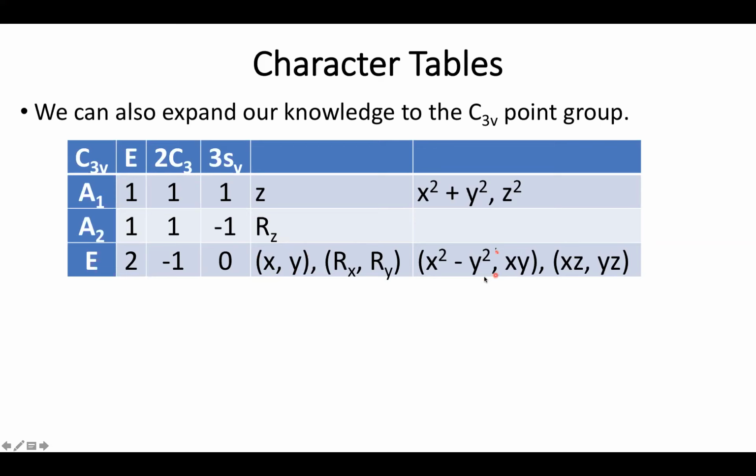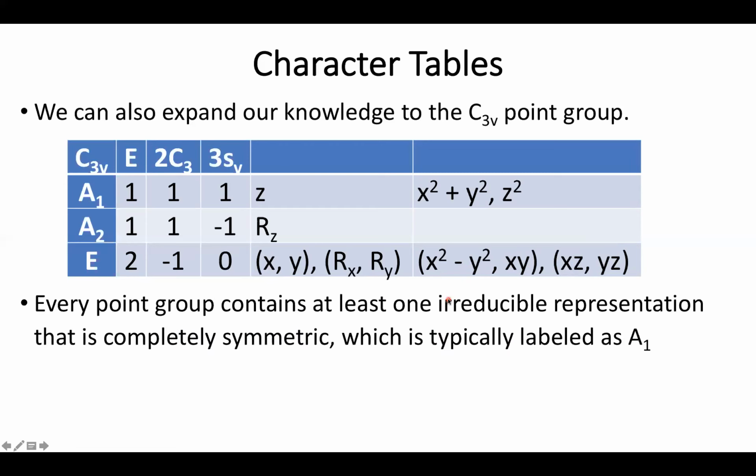And now what's actually quite cool is this also applies to the dx squared minus y squared, which is going to form a paired set with the dxy, and the dxz and dyz are also going to form a paired set which will interact together. And this is actually a very cool phenomenon. Now, again, one of the things I do want to emphasize is every single point group is going to contain at least one irreducible representation that is completely symmetric. I've said this before, and I do want to really emphasize it because this is one of the most important irreducible representations.